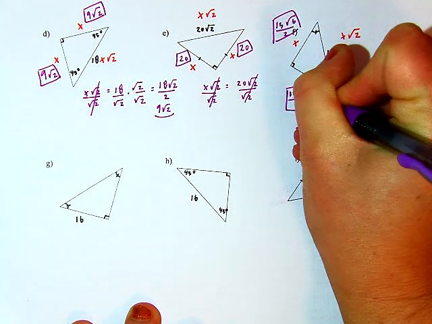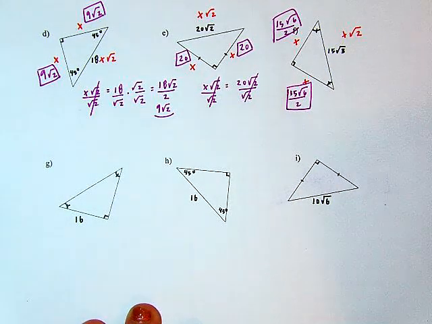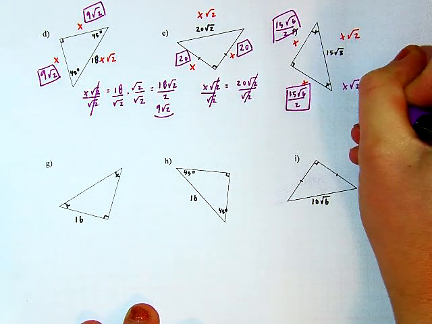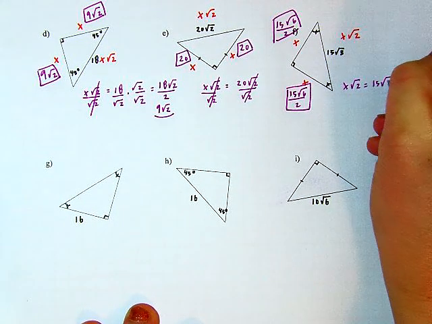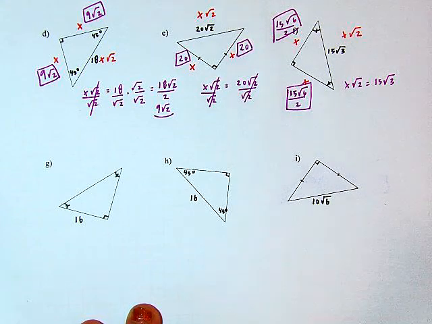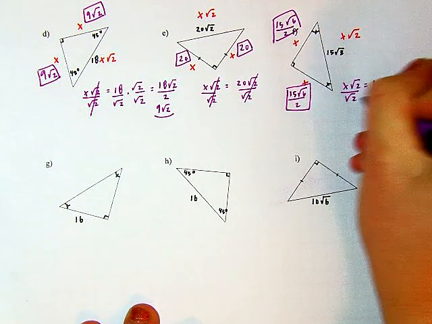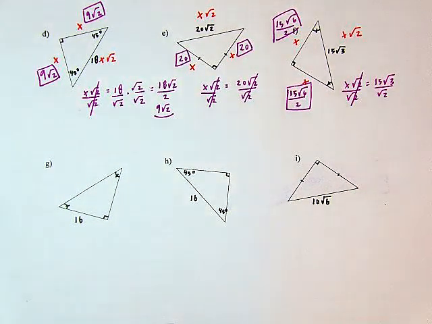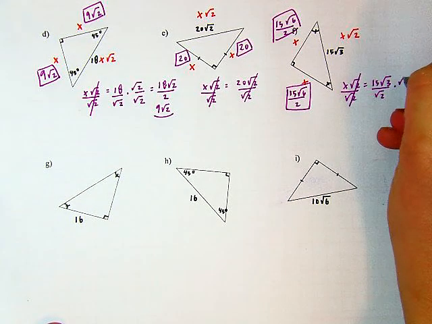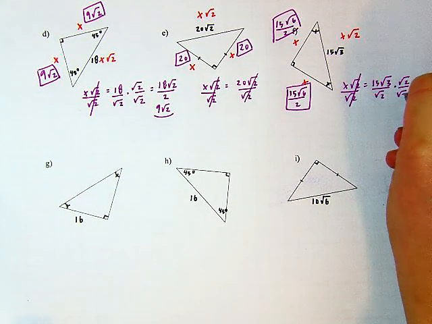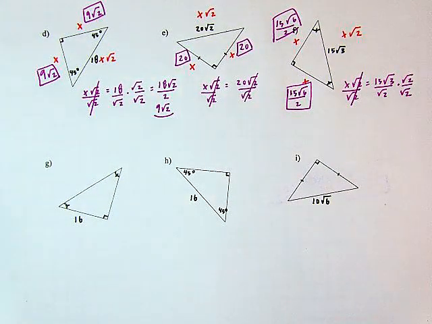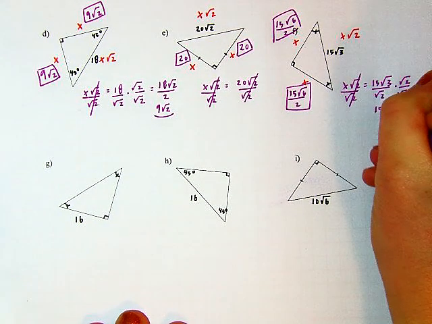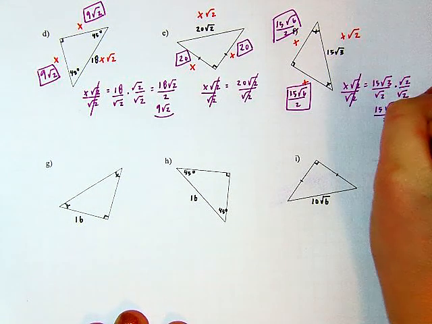And let me show you how to do it longhand. So again, if I have x root 2 equals 15 root 3, here I'm going to divide each side by the square root of 2. And then I'm going to rationalize. So I'm rationalizing the denominator by multiplying by root 2 over root 2, which is really 1. So on top, I have 15 root 6 divided by 2.